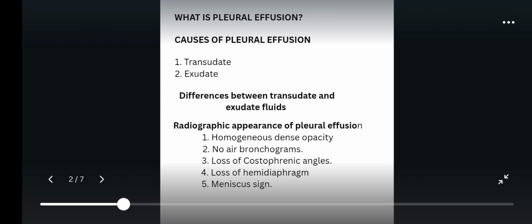So what causes pleural effusion? How did the fluid get in there? Pleural effusion is caused by two major things: the transudate and the exudate. These are fluids. So what is transudate? Transudate is the fluid that comes out of the blood vessel due to imbalance in hydrostatic and oncotic pressures.